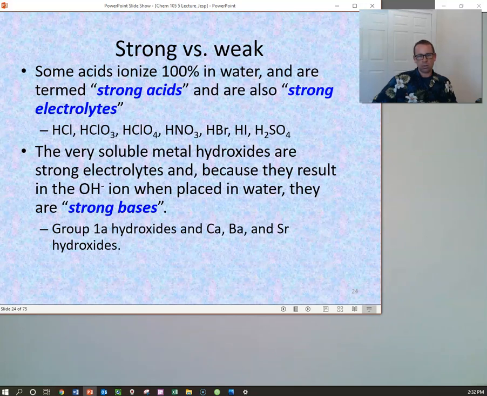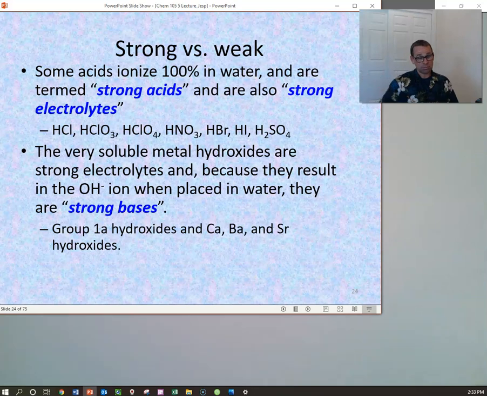All right. So if I have a strong acid, it means it completely dissociates. You put it into water, they separate, they never come back together. A weak acid, you put it into water and it'll dissociate for a little bit and then come right back. And then it'll do it again and then come right back. That's a weak acid. Same thing with strong or weak electrolytes.